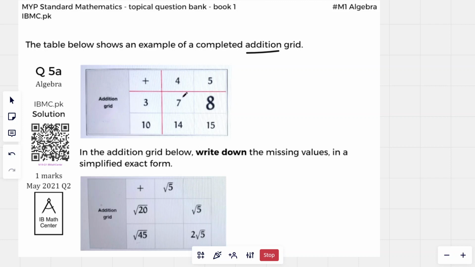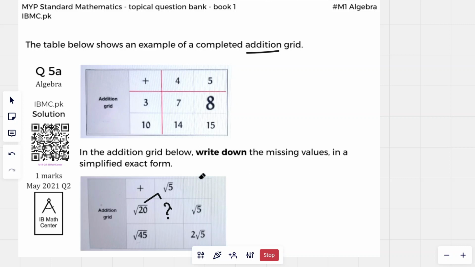So what is happening here? The number here is the sum of these two numbers. 3 plus 4 is 7. Likewise, the number 8 is the sum of 3 and 5. So by now it should be clear that 14 will be the sum of 10 and 4. And likewise 15 is the sum of 10 and 5. So the number here is the sum of square root 20 and square root 5.